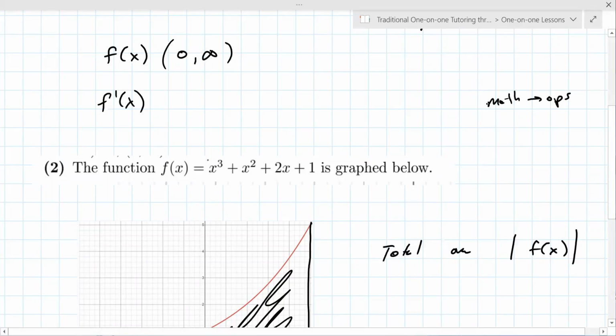x cubed plus x squared equals 2x plus 1. And it should be dx, right? Yes. Here's what I get. I get 3.06. Give me that number again. 3.06. So that's probably it. Let me just make sure that that is correct. Yep, that is correct. Awesome.